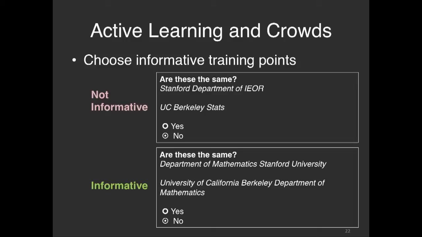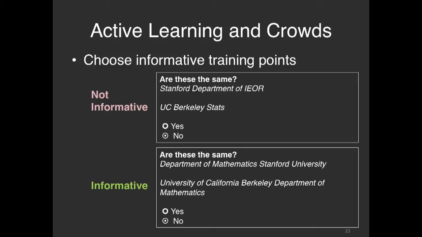Example number one is a not informative point to show to the crowd. Right? We have two strings, Stanford Department of IEOR and UC Berkeley stats. These strings look very different, and they refer to different institutions. So the second you have a halfway decent model, it's going to know to tell these apart very easily. And giving it this example as a training example won't help very much.